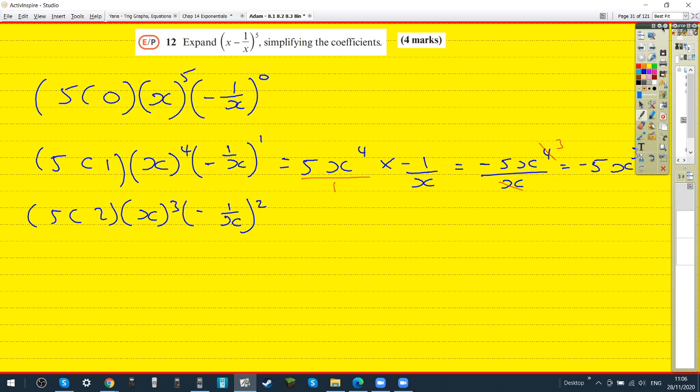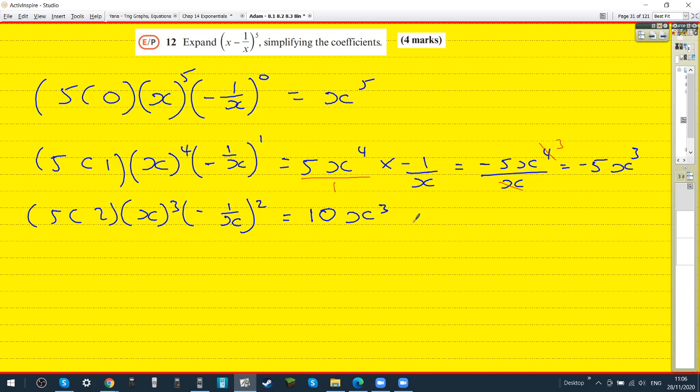Okay. So it's not so easy. I thought so. So this one up here was x to the 5. All right. How about this squared one then? Okay. So 5 choose 2 was 10. So it'd be 10x to the 3, multiplied by, what would that be squared? Minus 1 over x squared. That was the same as minus 1 over x times minus 1 over x. So it'd be 1 over x squared.